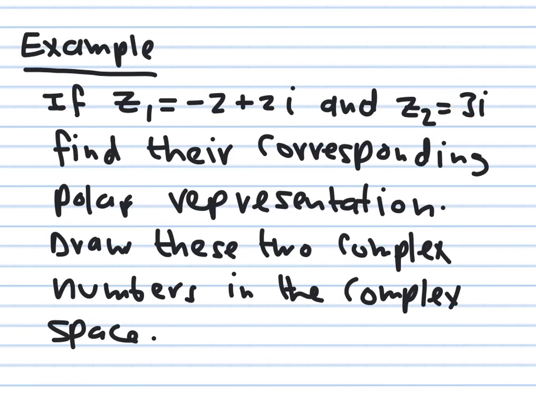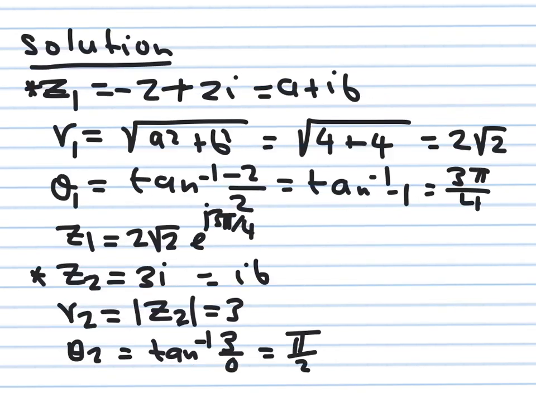So we're going to use the identity that the modulus is the square root of the real part squared plus the imaginary part squared, and that the angle is the inverse tangent of the imaginary over the real. Okay? So let's consider the first complex number. z1 is equal to minus 2 plus 2i, so this is equal to a plus ib, the real part plus i times the imaginary part. So a is minus 2 and b is 2.